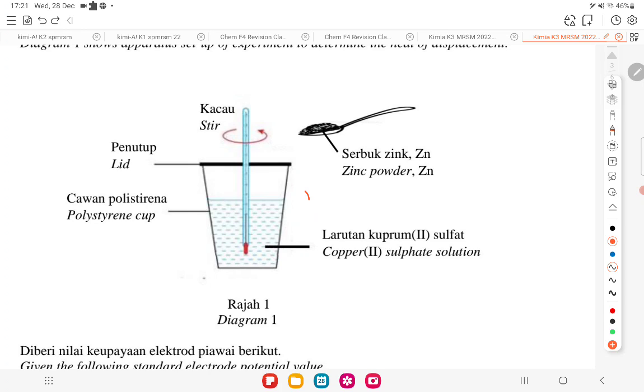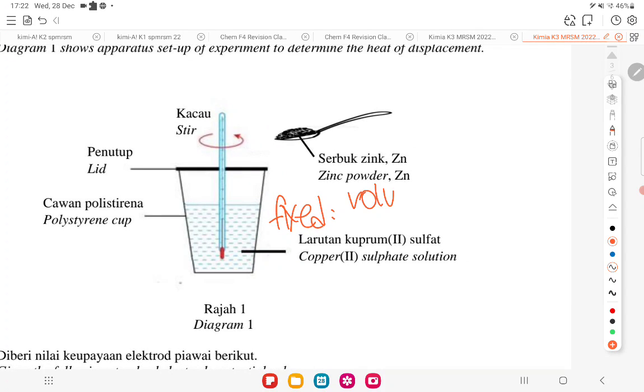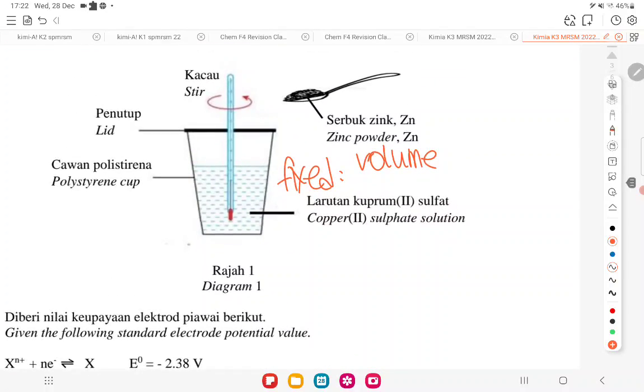Remember, when you want to fix a solution, you always fix two things. Number one, you need to fix the volume of the solution. For example, the first experiment you use 50 cm cube of copper sulfate, the second experiment you must also use 50 cm cube. You cannot say the first experiment I use 50, the second experiment I use 150, because when you use a different volume of the solution, it will affect the final result. So that's why the volume cannot change.